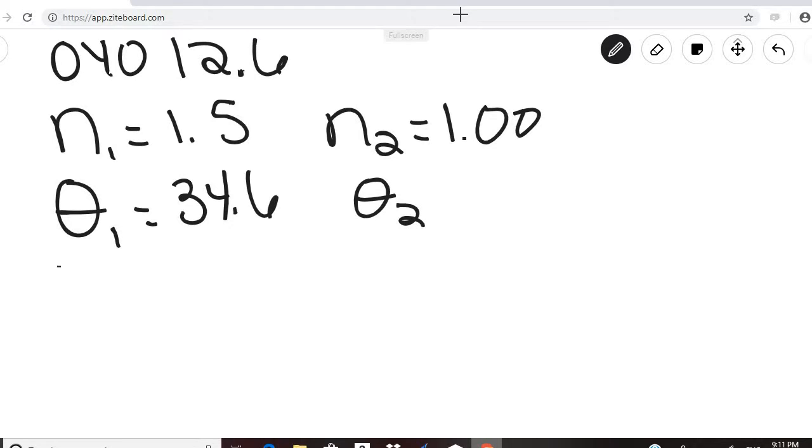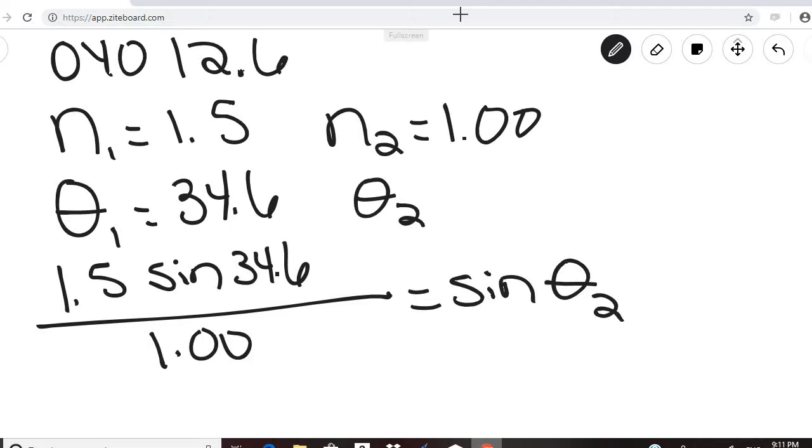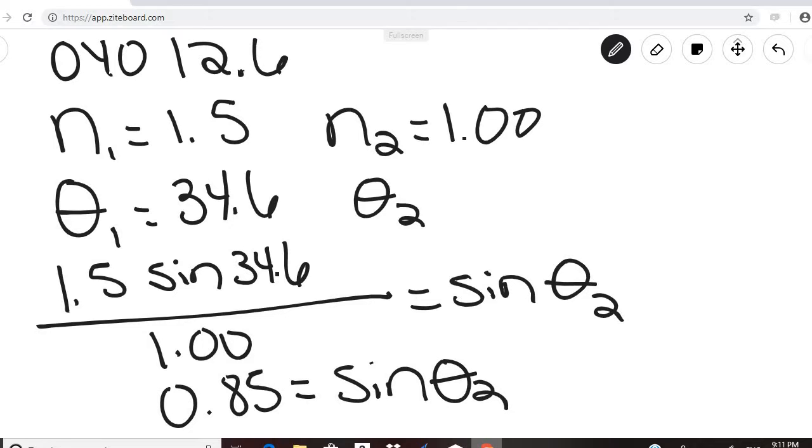Okay, so it would be 1.5 times the sine of 34.6 divided by 1.00 will give us the sine of angle 2. So this will come out to 0.85 equals the sine of angle 2. And so angle 2 will be equal to 58.4 degrees.